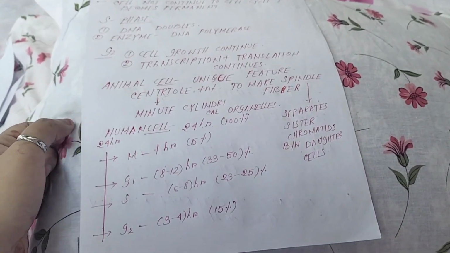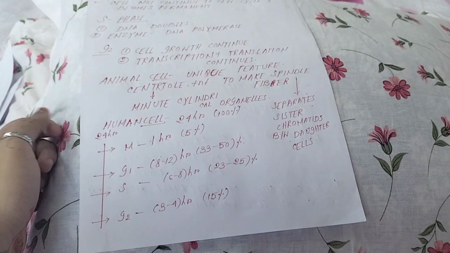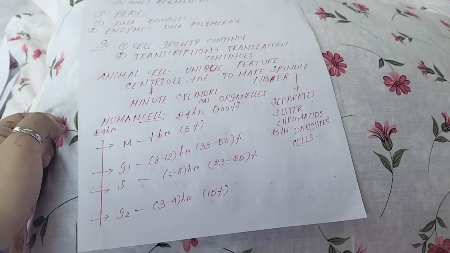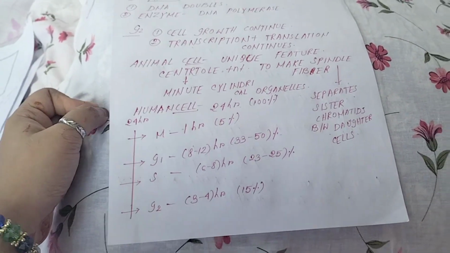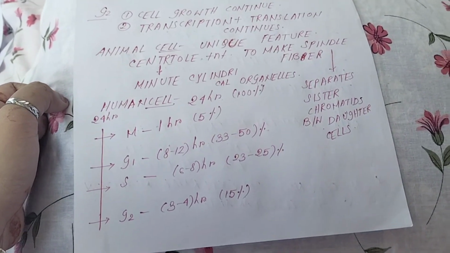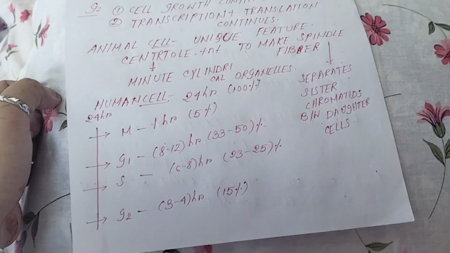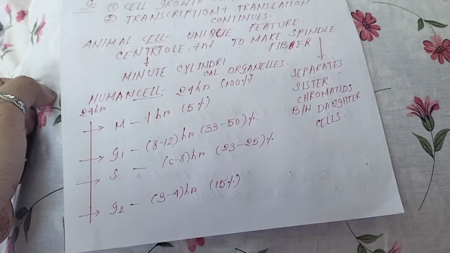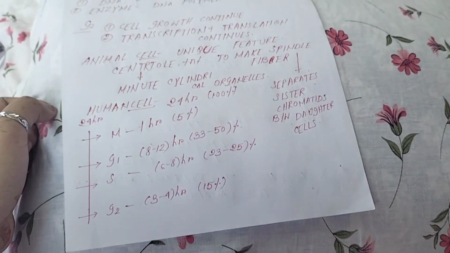There are some unique features in animal cell, that is presence of centriole, which helps in cell division by the formation of spindle fibers. Okay, duration of human cell cycle is 24 hours. It is subdivided into M phase, G1 phase, S phase, G2 phase. That is 1 hour, 8 to 12 hours, 6 to 8 hours, and 3 to 4 hours.